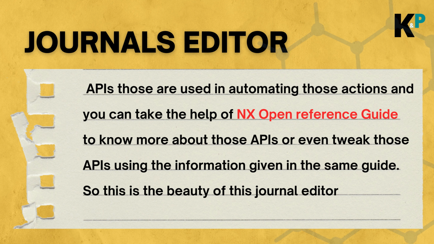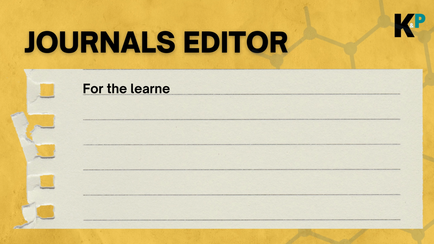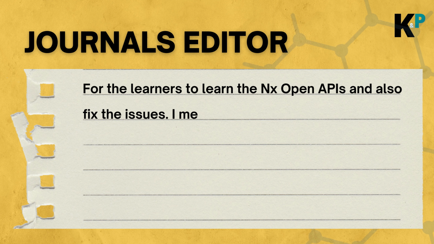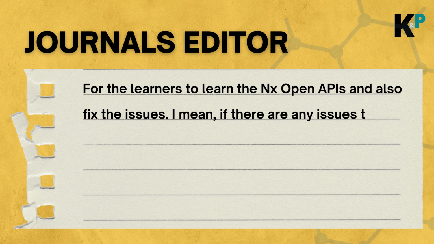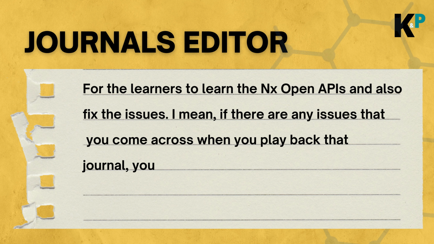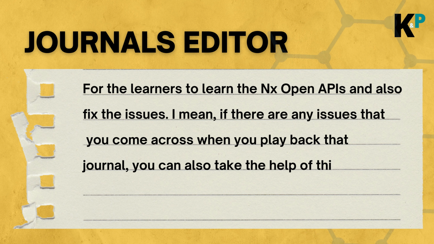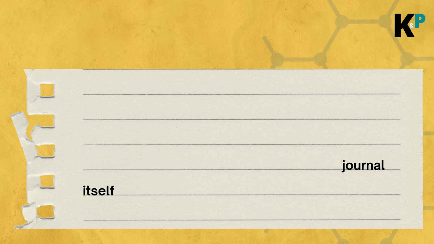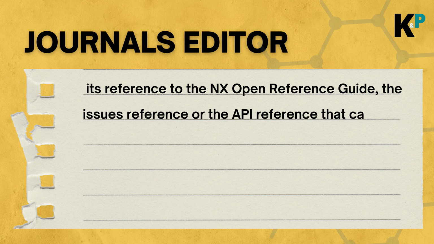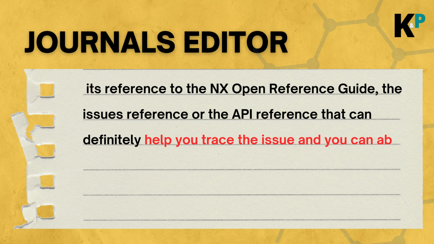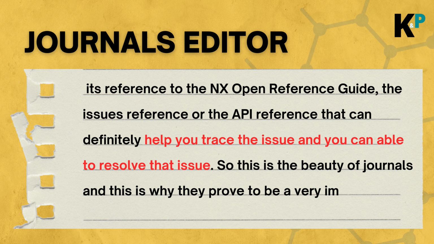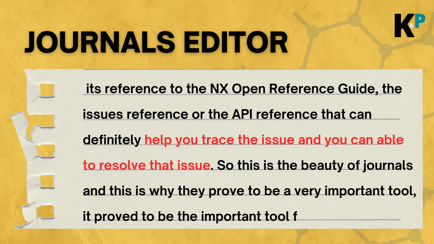So this is the beauty of this journal editor, and this is a proven great tool, I would say, for the learners to learn the NX Open APIs and also fix the issues. If there are any issues that you come across when you play back that journal, you can also take the help of this journal itself and its reference to the NX Open reference guide, the issues reference or the API reference, that can definitely help you trace the issue and you are able to resolve that issue. So this is the beauty of journals. And this is why they prove to be a very important tool for the learners.